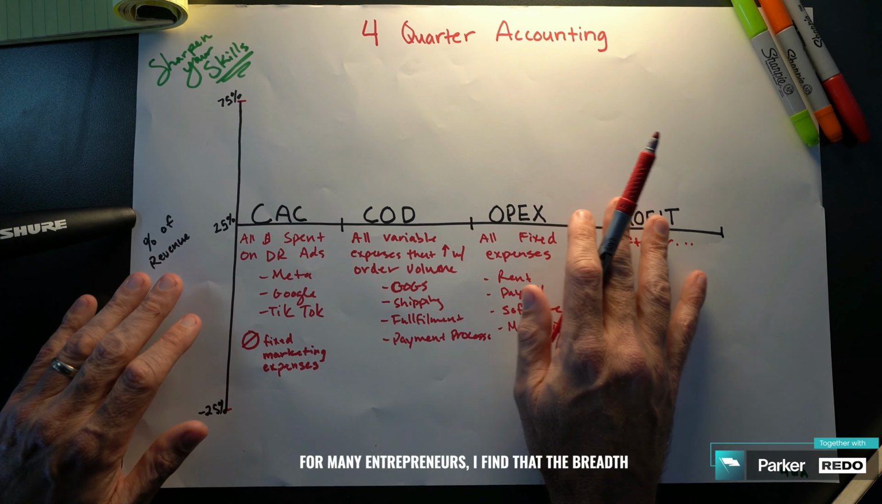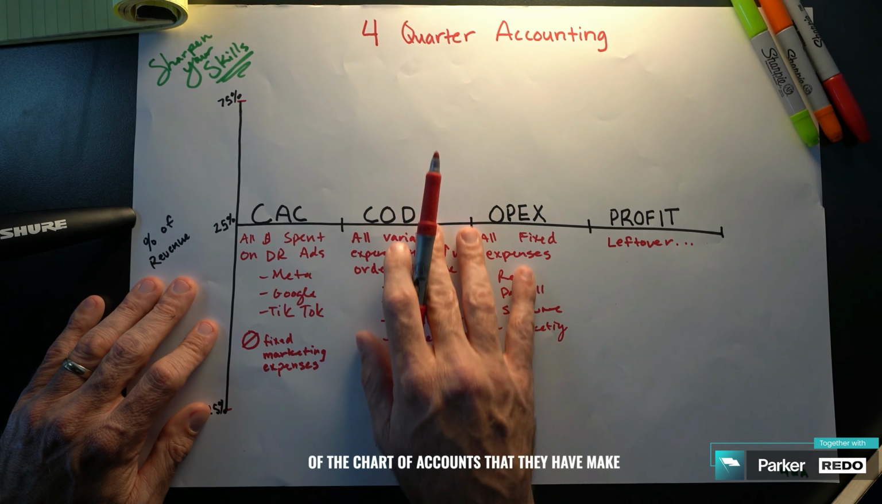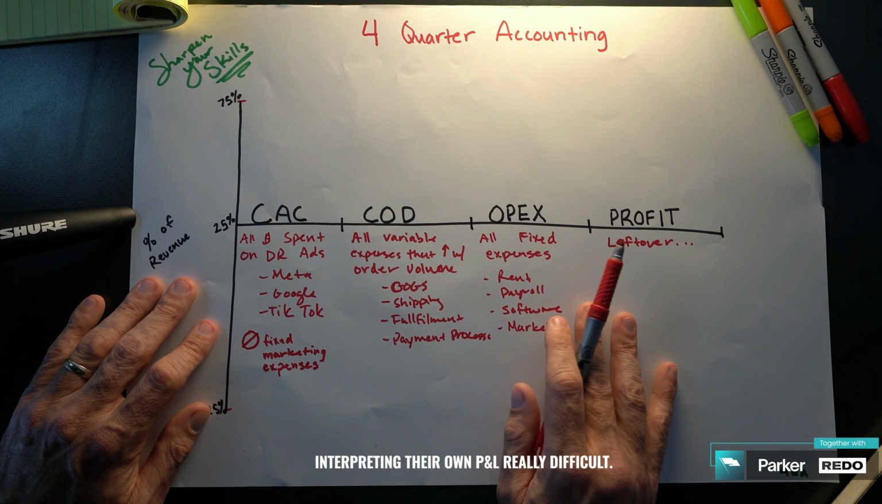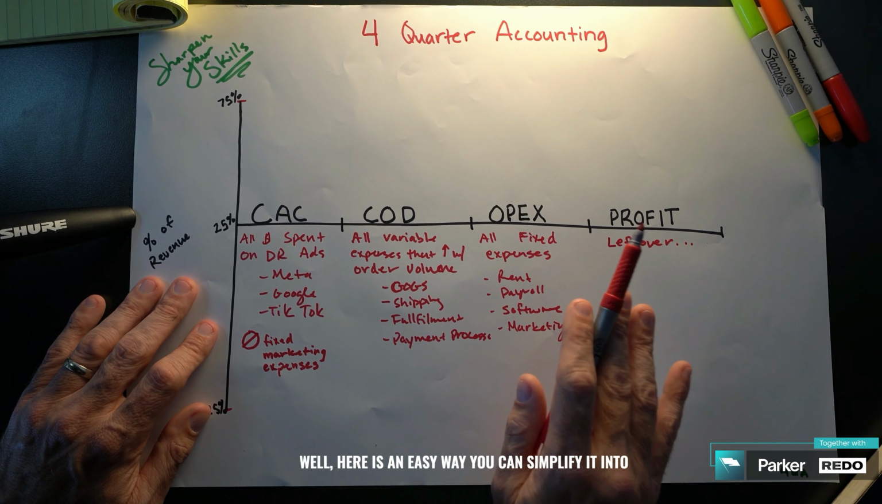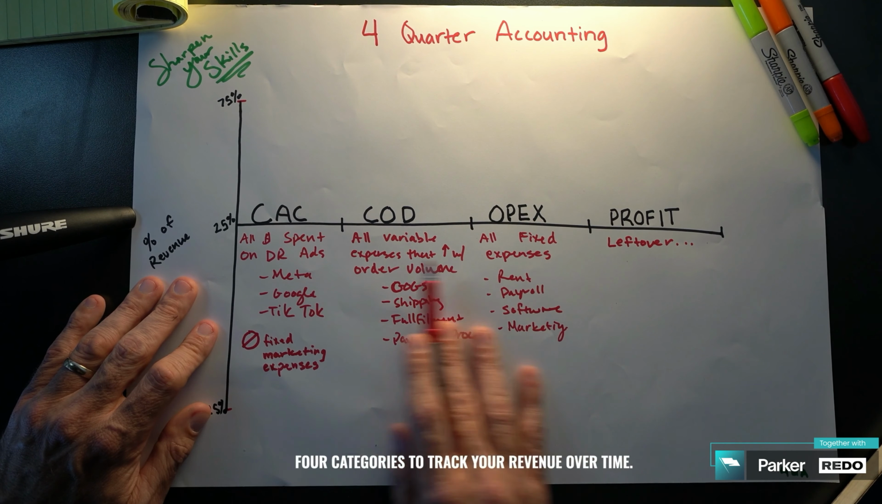For many entrepreneurs, I find that the breadth of the chart of accounts that they have makes interpreting their own P&L really difficult. Well, here is an easy way you can simplify it into 4 categories to track your revenue over time.